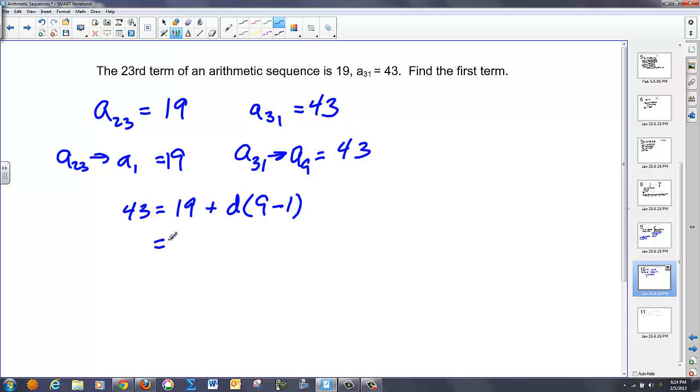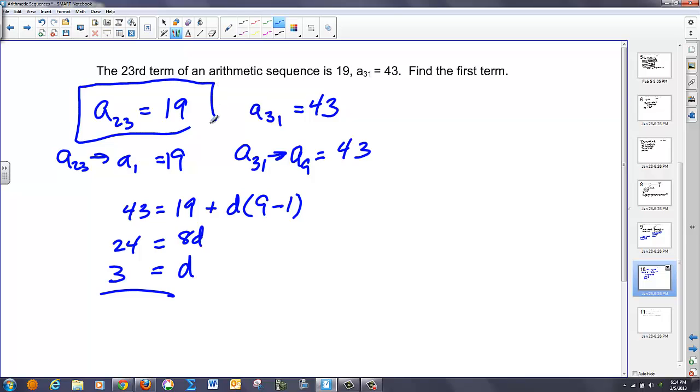I take 43, subtract 19, once again, get 24. That's going to equal 8d. Therefore, d is equal to 3. Got the same difference as I did in the last problem. But now in this case, if I have a common difference of 3, in order to find that first term, I use my 23rd term and this common difference to find the first term.